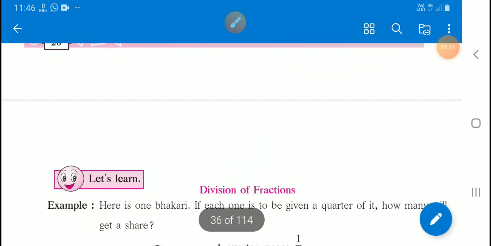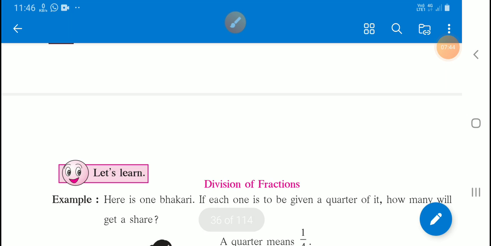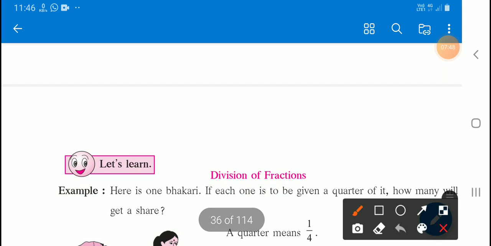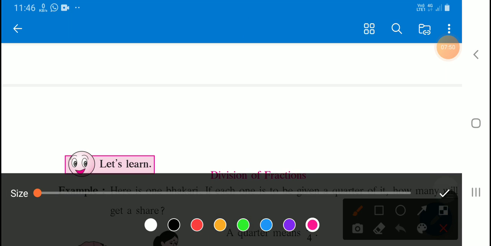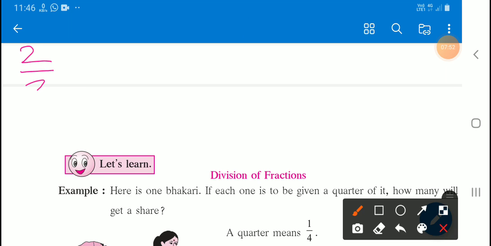I will write here some examples of reciprocal. What is the reciprocal of 2 upon 3? You just have to change the places of numerator and denominator, and you will get the reciprocal of that particular number. Its reciprocal is 3 upon 2.